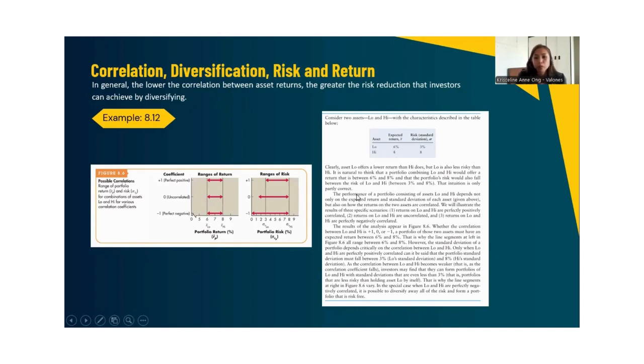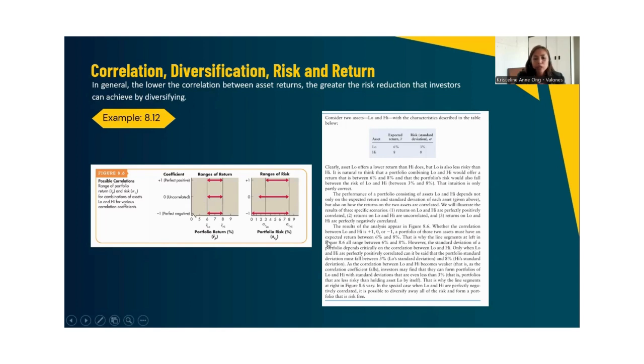The performance of a portfolio consisting of assets low and high depends not only on the expected return and standard deviation, but also on how the returns on the two assets are correlated. We can see the results of the analysis in this graph. Whether the correlation is plus 1 or minus 1, the returns all range between 6 and 8%.